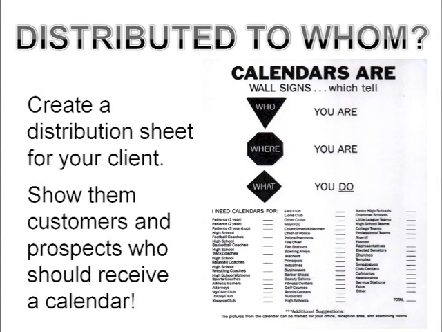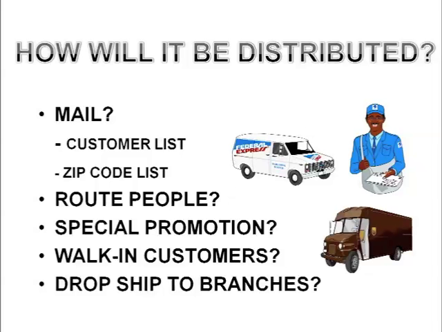As far as helping your customers with distribution, you could put a whole sheet together for them, a checklist. When they decide who their ultimate recipient of the calendar is going to be, put a checklist together for them and hand it out to them and make sure they get it out to the proper people. Distribution is key. The next thing is, how is the calendar going to be distributed? There's various ways as far as how they can be distributed.